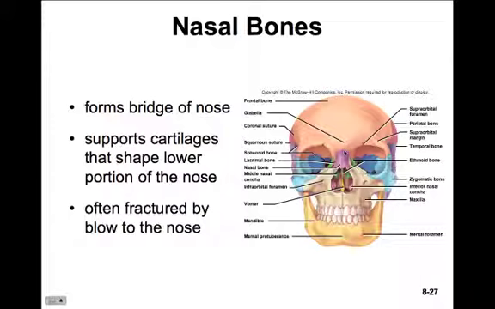The nasal bones are shown here in this pinkish purple color. They form the bridge of the nose and support the cartilages that shape the lower portion of the nose. It's these bones that get broken when someone has a blow to the nose.